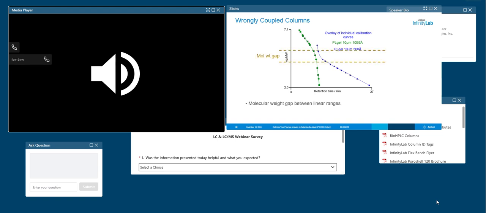As shown here, this leaves a molecular weight range gap from 30,000 to 600,000 between the linear ranges of the two columns. And if we look here at the two calibration slopes, we can see that they are not similar. One is very steep and sharp, and the other is fairly low and flat.